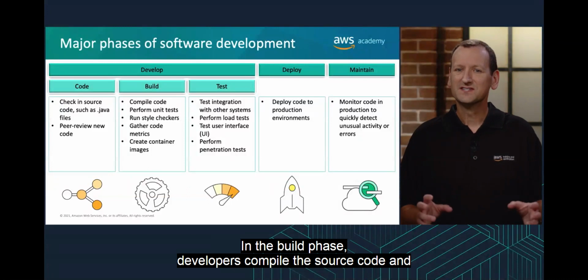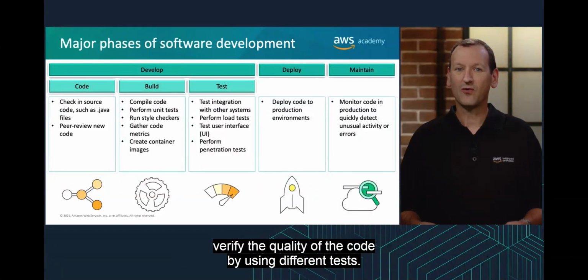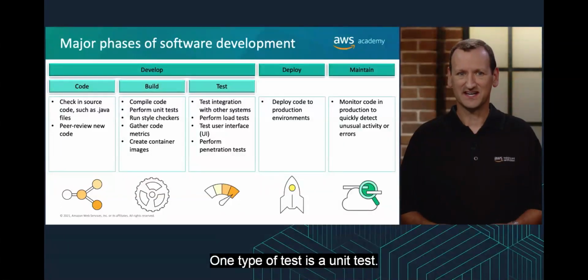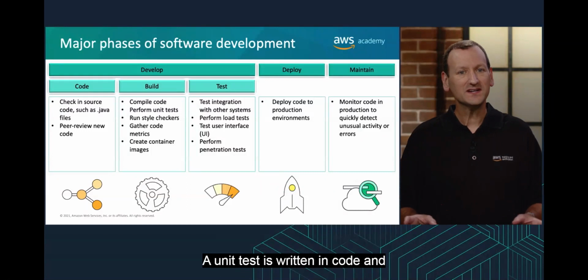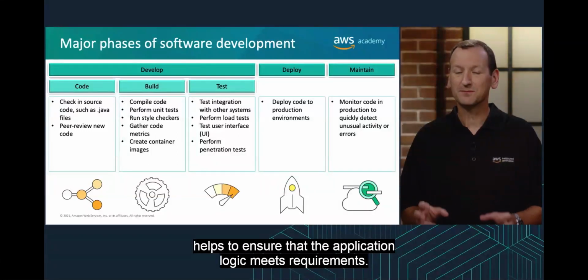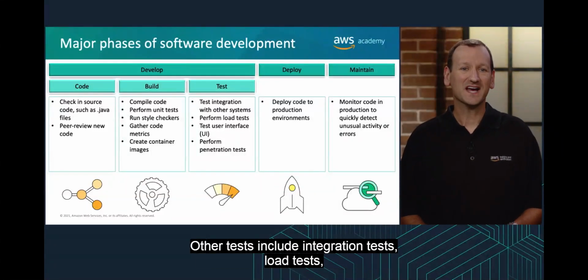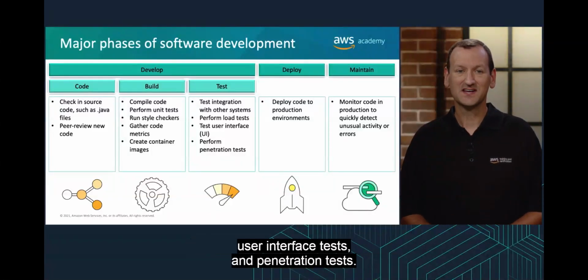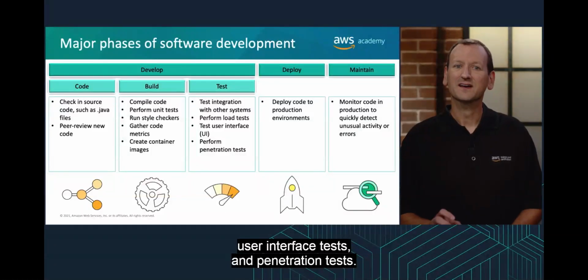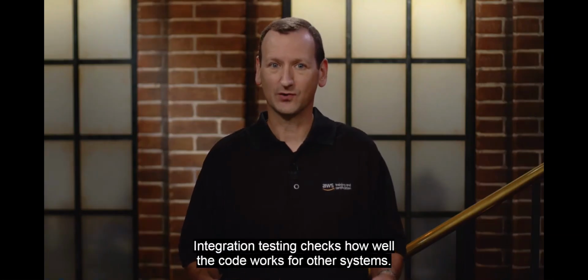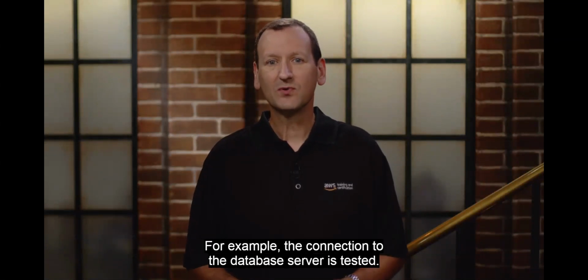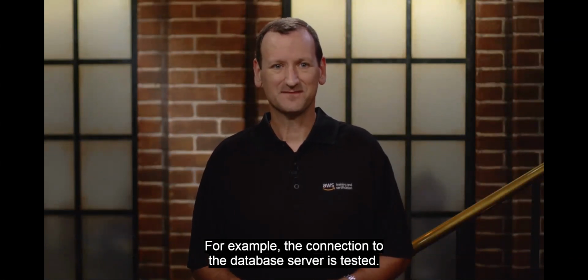In the build phase, developers compile the source code and verify the quality of the code by using different tests. One type of test is a unit test. A unit test is written in code and helps to ensure that the application logic meets requirements. Tools used here include style checkers and code metrics utilities. Other tests include integration tests, load tests, user interface tests, and penetration tests. Integration testing checks how well the code works for other systems. For example, the connection to the database server is tested.